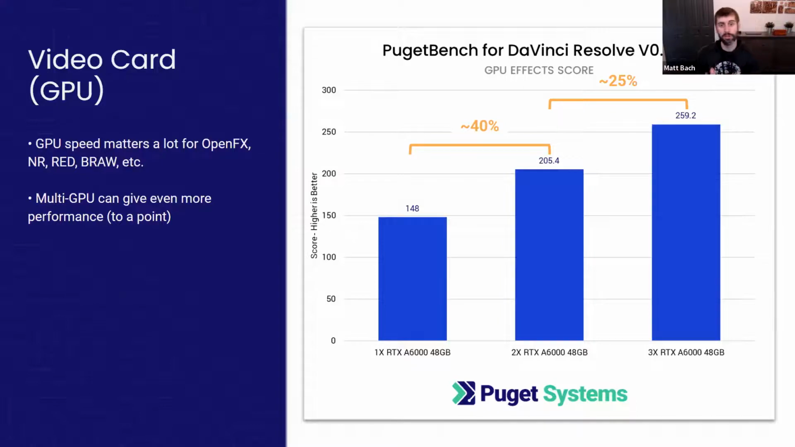So going from one GPU to two, even in the best case, is about a 40% performance gain. So it's not double, it's about 40%. And then going from two GPUs to three is about a 25% performance gain.